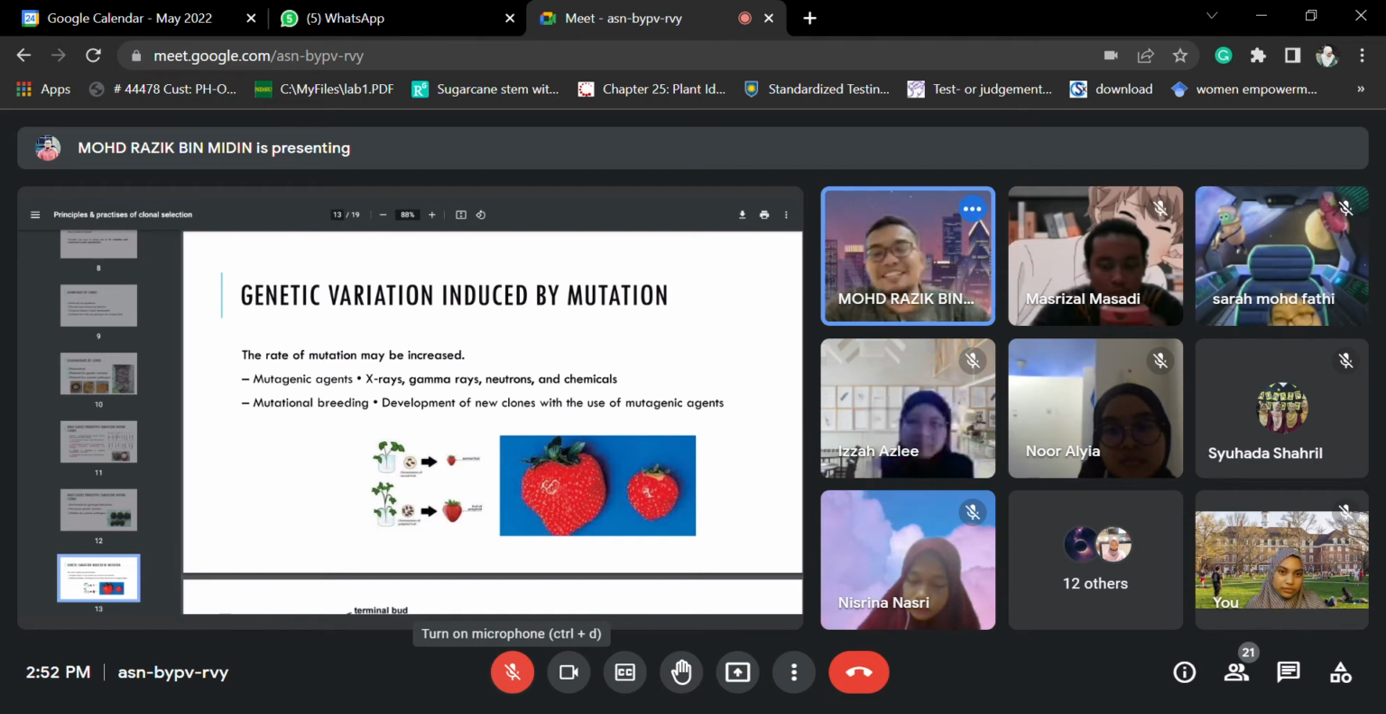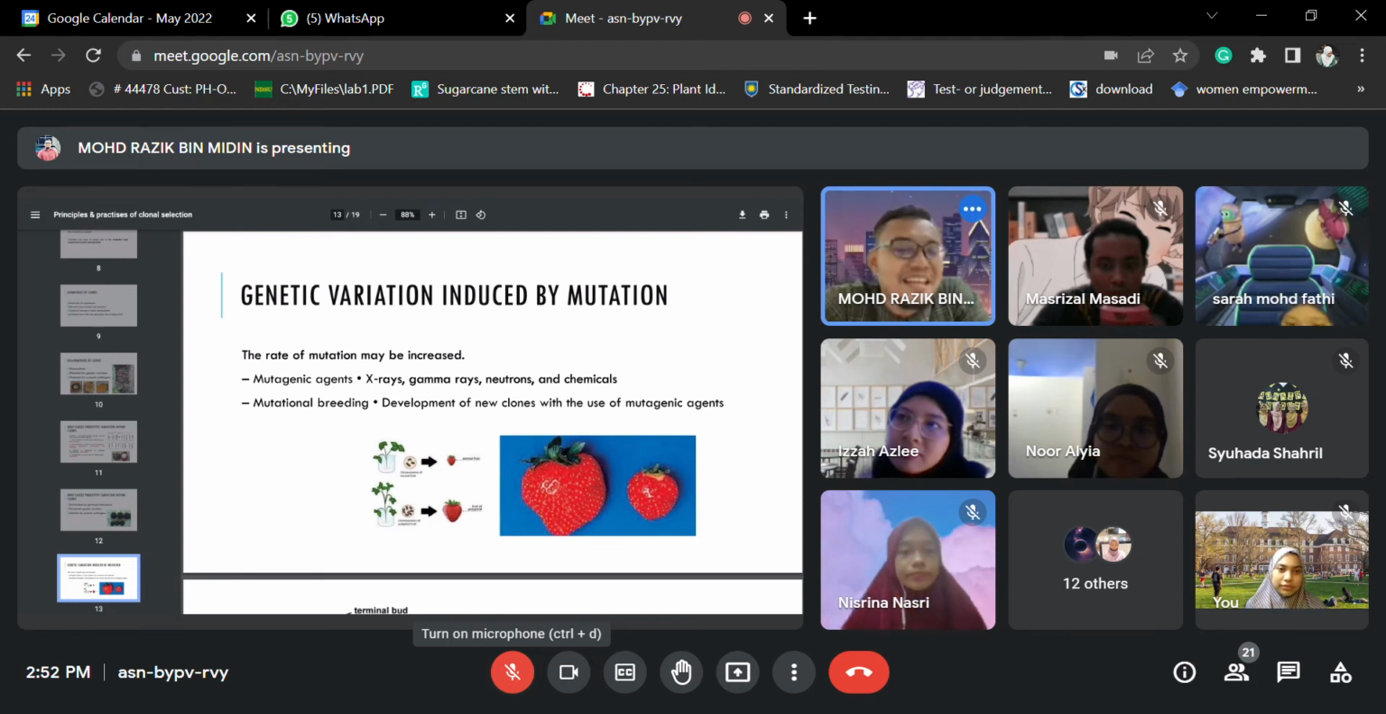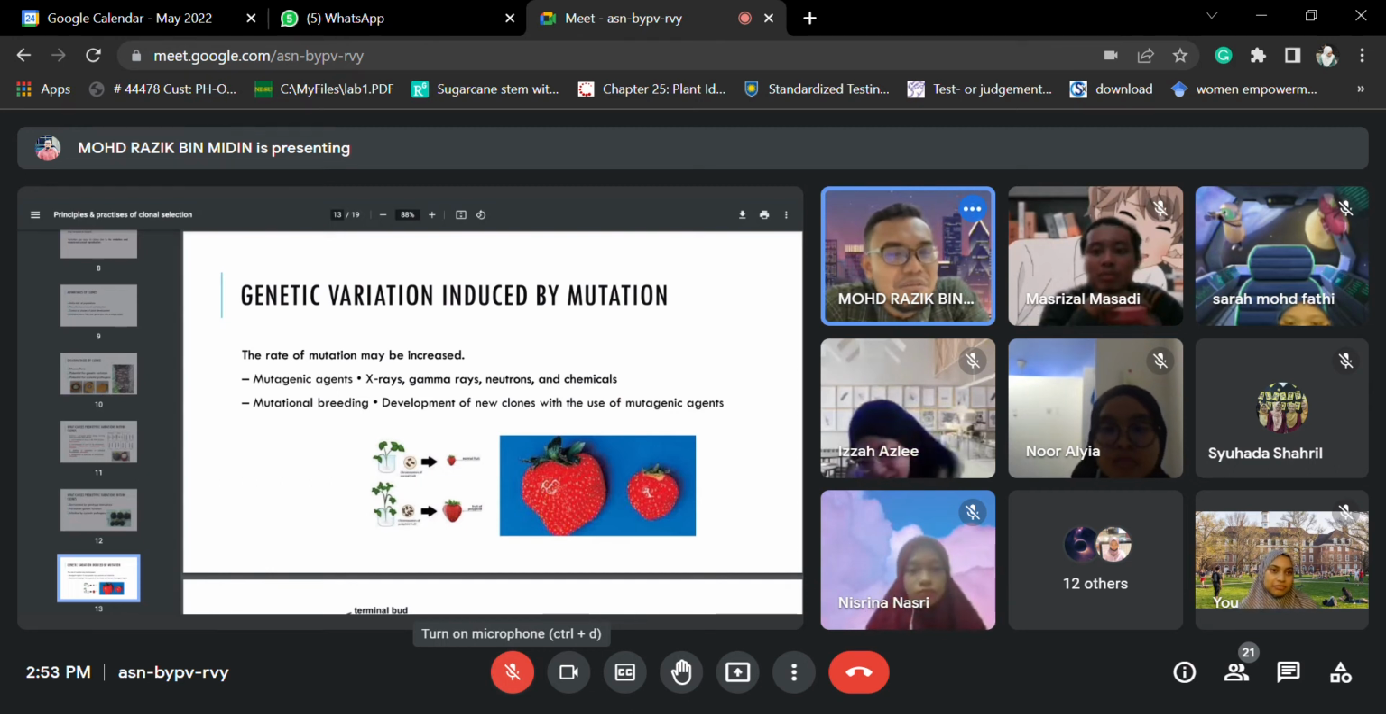Alhamdulillah, she finally managed to develop orchids that are somewhat bigger, because bigger orchids are currently in industry demand as an ornamental plant. Although not all succeeded, some did. So as I said, mutational breeding is the development of new clones with the use of mutagenic agents. But this is still not considered GMO, genetically modified organism, because we did not introduce a new gene to the plants.